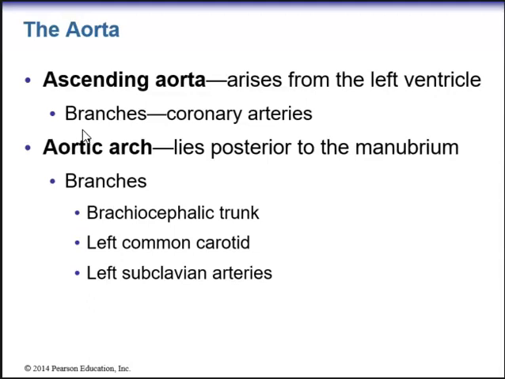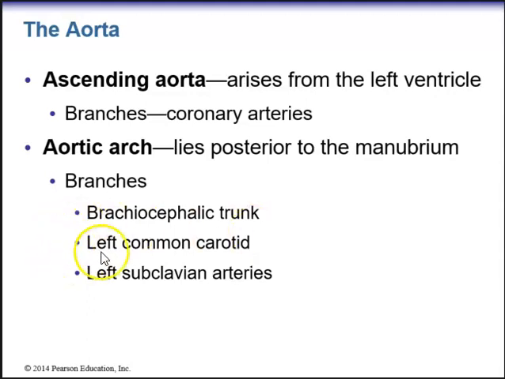From the ascending aorta, it becomes the aortic arch. The aortic arch lies posterior to the manubrium of the sternum and has three very important branches. The first branch, I usually like to call the right brachiocephalic trunk, because it gives blood supply to the right side of the head and neck as well as the right upper limb. Eventually it will branch off to form the right common carotid artery as well as the right subclavian artery, again giving blood supply to the right side of the head and neck and the right upper limb.